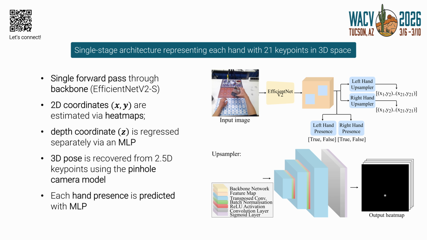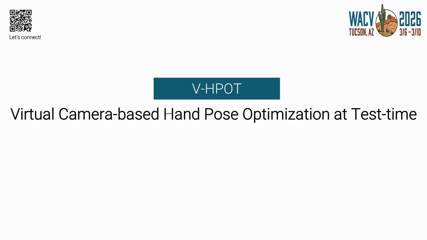Our base model is a single-stage architecture, meaning we go directly from a full RGB frame to 21 3D keypoints per hand. No cropping, no two-step detection. We call our full method VHPOT, Virtual Camera-Based Hand Pose Optimization at Test Time.